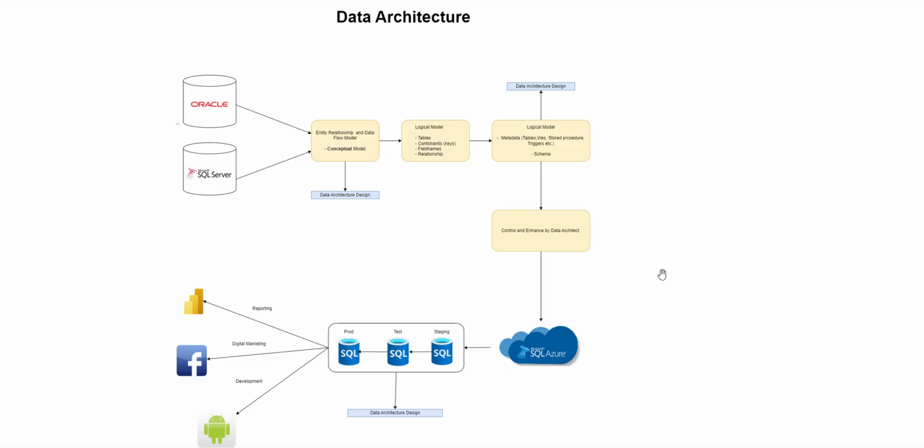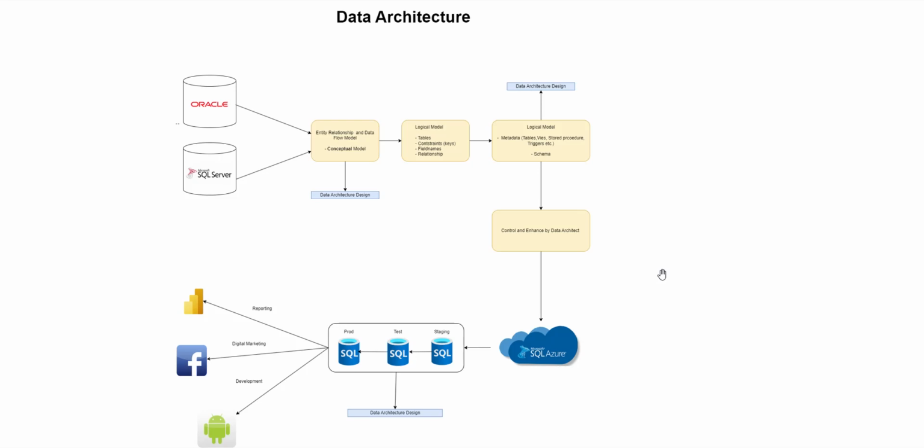In this graph, I created a sample process flow. We have two premises from source systems, which are Oracle and SQL Server. This is considered raw data. Then there are three models that need to be established or defined to be a good data architecture model.